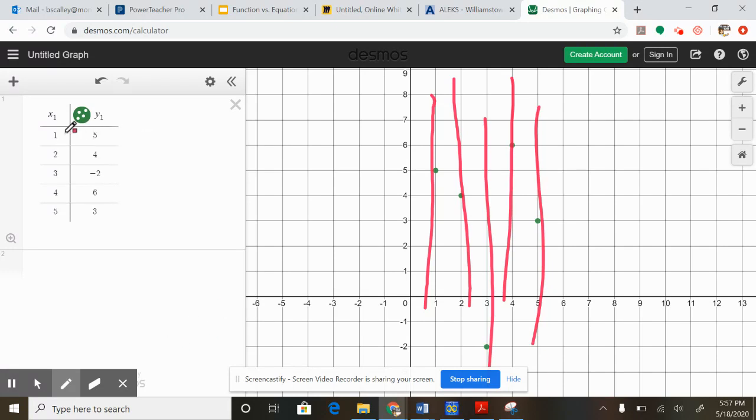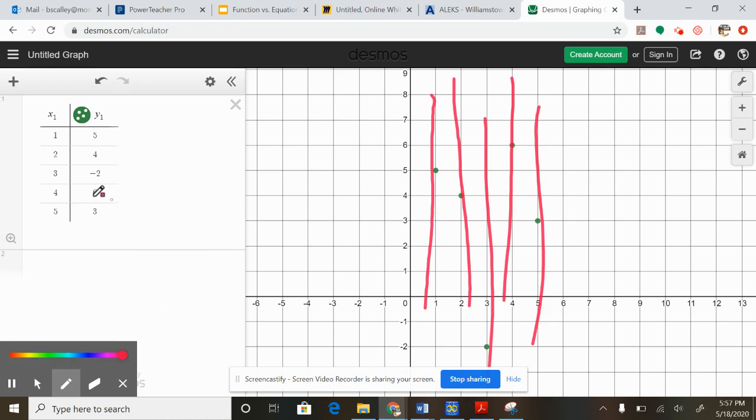I'm looking at the table and I see 1 has one output. 2 has one output, 3 has one output, 4 has one output, 5 has one output. That's the same thing as doing the vertical line test. Essentially, you're trying to figure out if each input has more than one output.